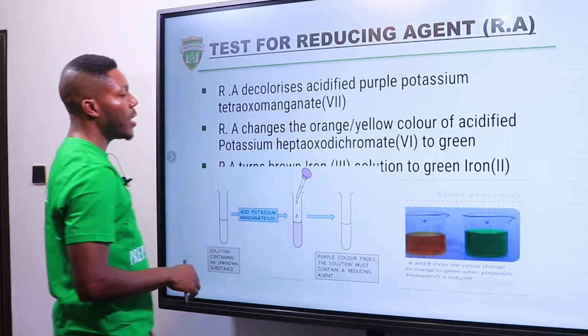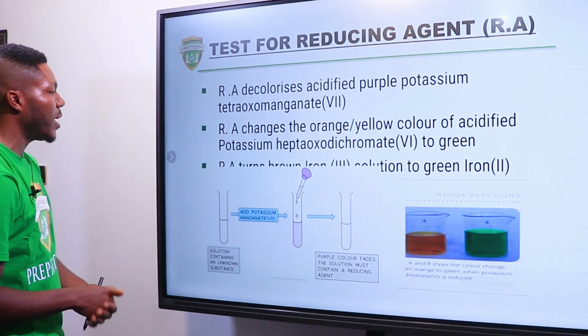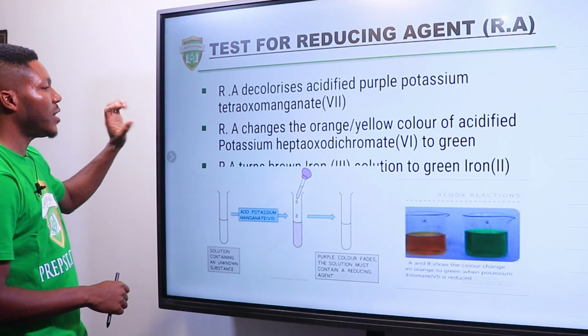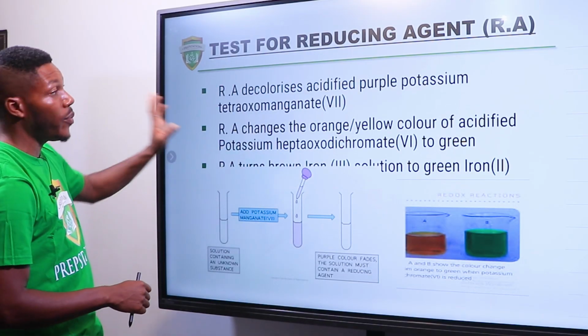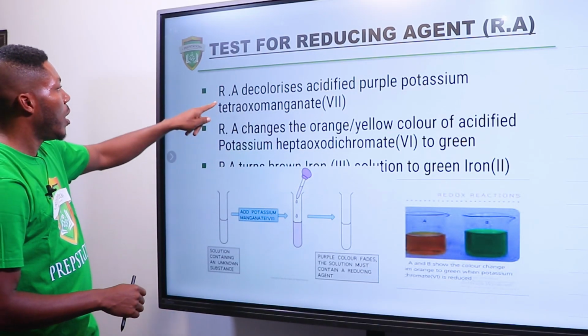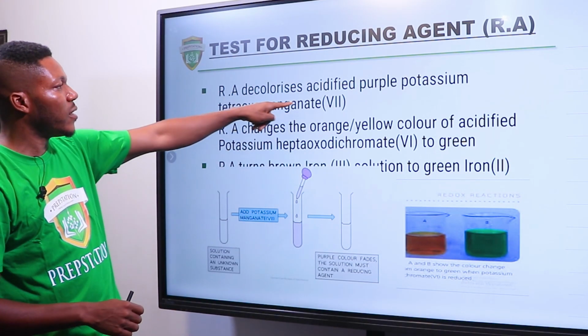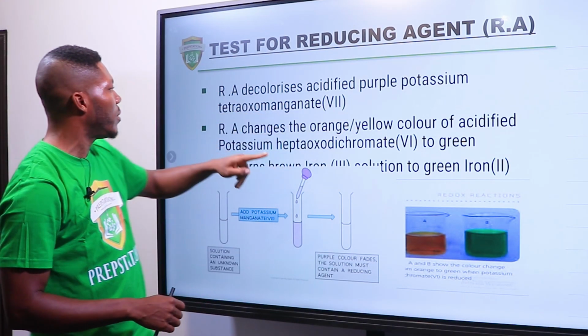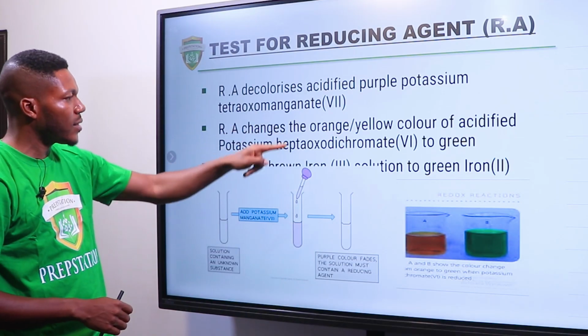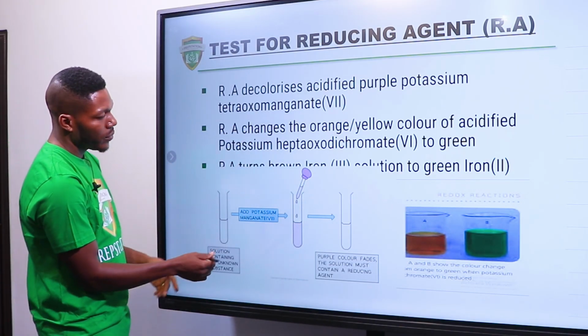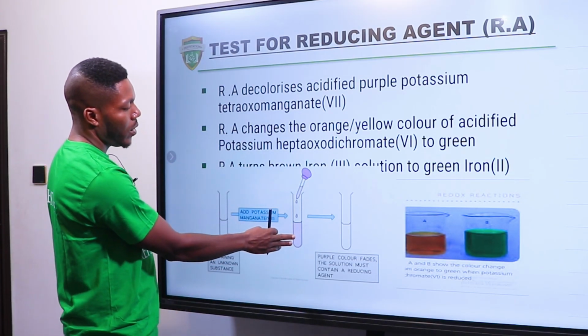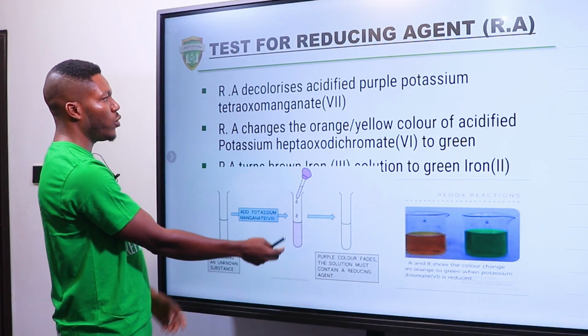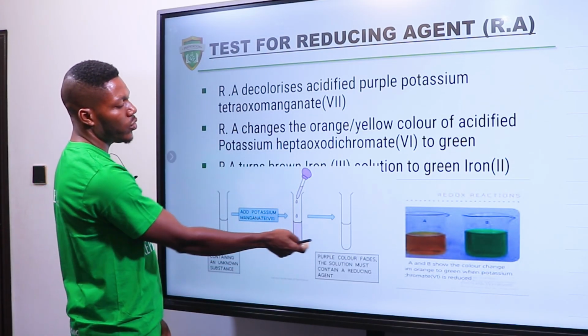Then the last one is the test for reducing agents. We have 3 tests also. The first one is very popular and very common. A reducing agent will decolorize acidified purple potassium tetraoxomanganate 7. As you can see here, this is manganese 7. If the compound contains a reducing agent, this color will change to a neutral color.